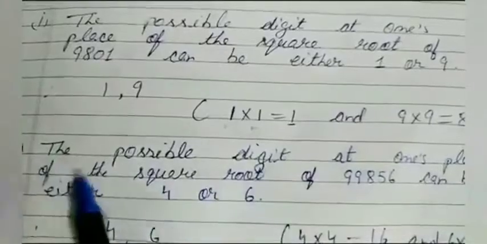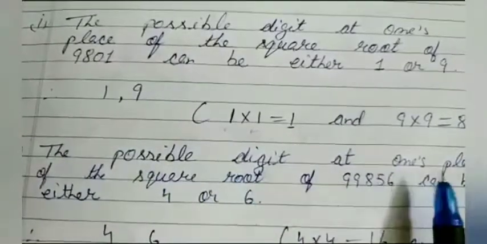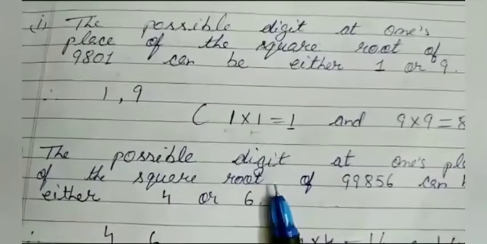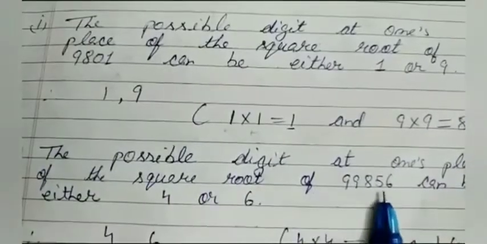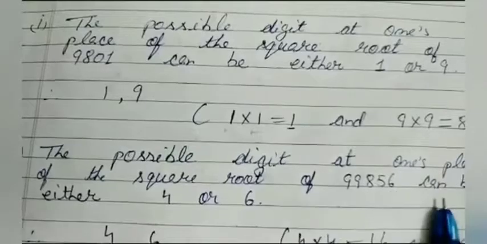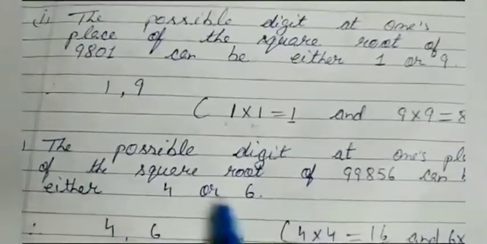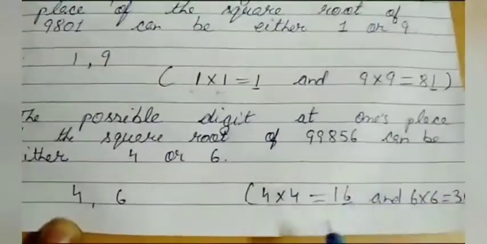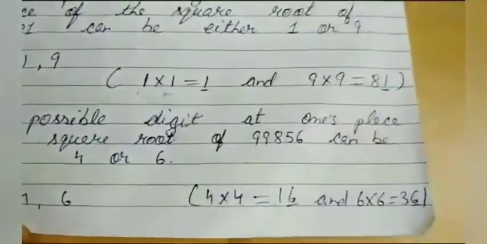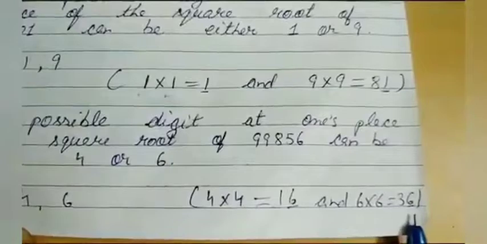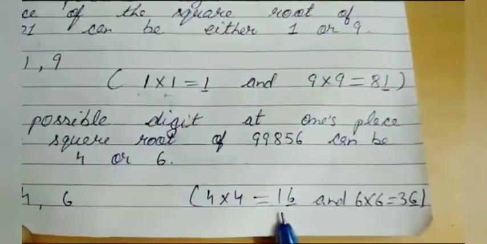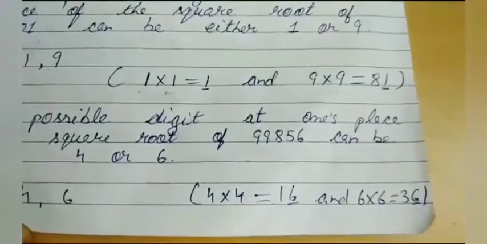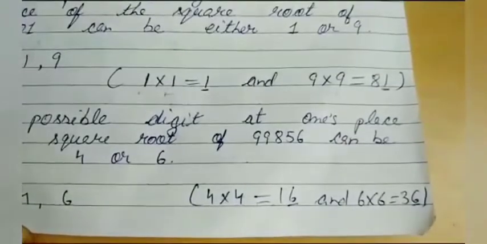Next, the possible digit at ones place of the square root of 99,856 can be either 4 or 6, because the square of 4 is 16 and the square of 6 is 36, and 16 and 36 both have 6 in their unit place.